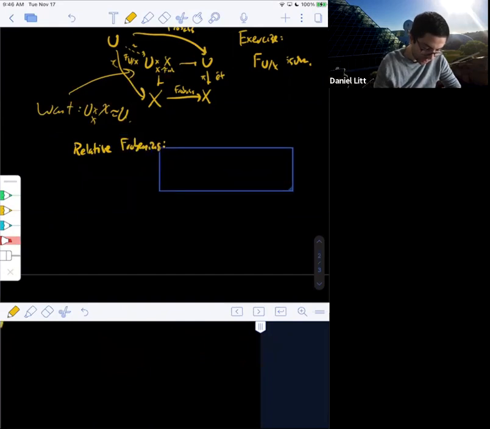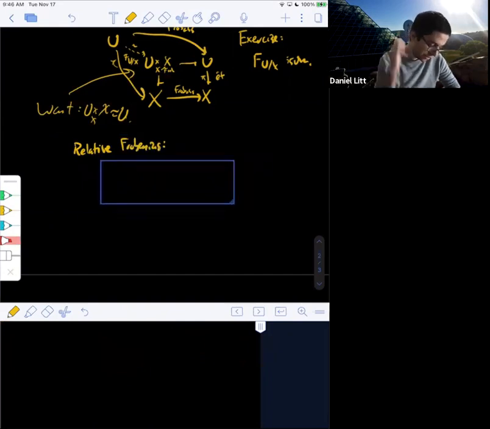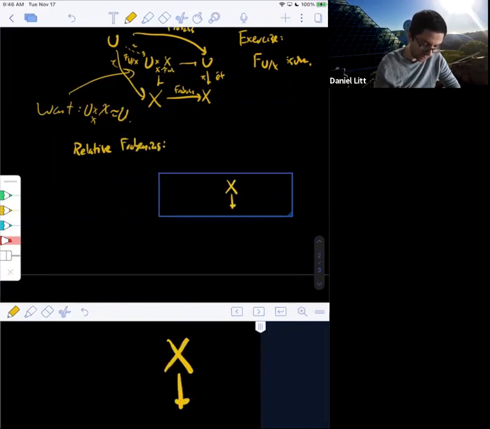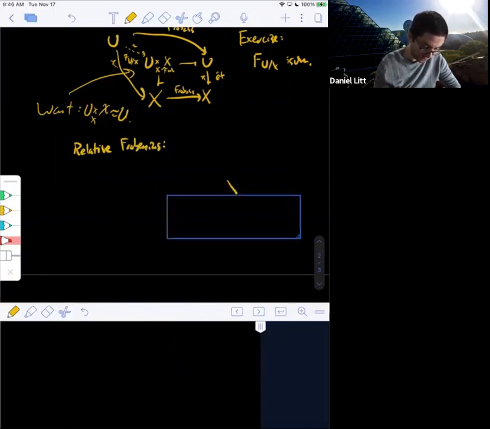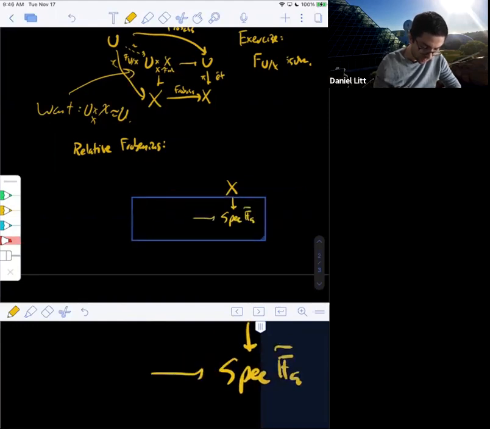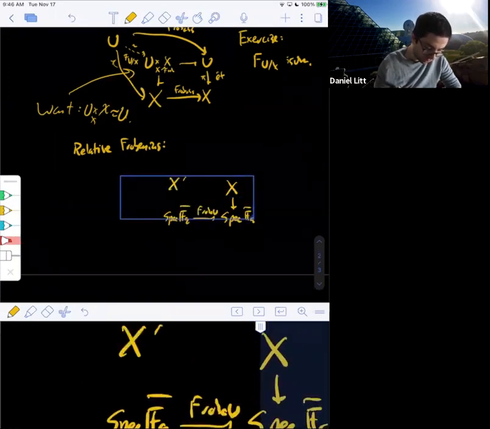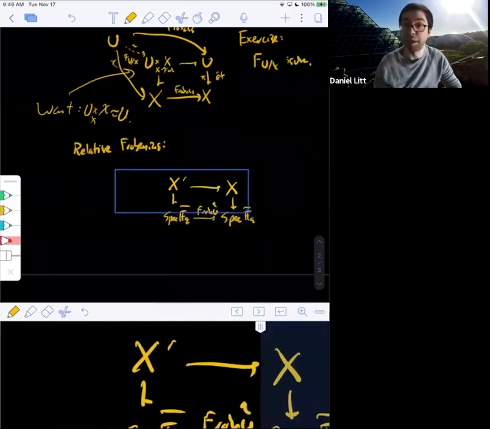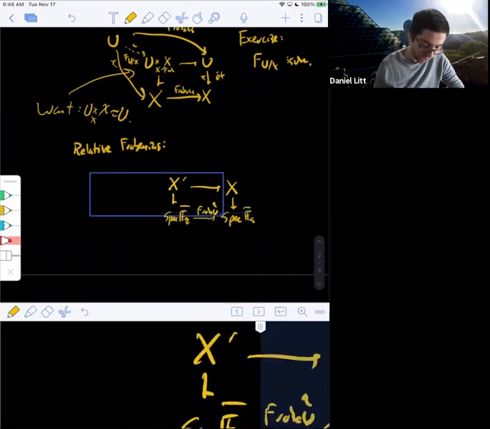So here's what it is. I described it in kind of a fancy way last time, but I'll try to be concrete this time and give you an example. So we have X to Spec K to Spec F_q bar. This maps to Spec F_q bar, which maps to itself via the absolute Frobenius. Let me call this Frob Q. Then we take X prime, the fiber product. It's the Frobenius twist of X. If X is defined over F_q, which it was in our setting, this is canonically isomorphic to X.